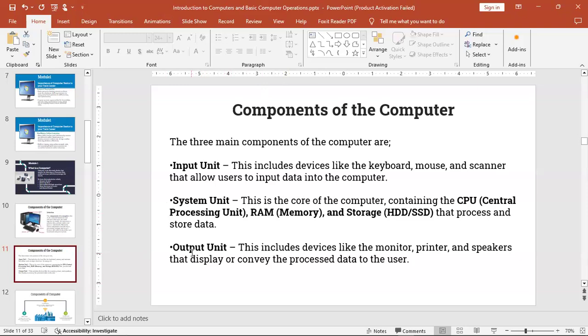We have the output unit, the third main component of the computer. This includes devices like the monitor, printer, and speaker that display or convey the processed data to the user. So after the raw material, the data, has been sent into the computer using the input device, and it has been processed using the system unit, it is now displayed to you and me in a clean format that we can understand using the output unit. Because what do we mean by raw material? Unprocessed information, something that you cannot understand.